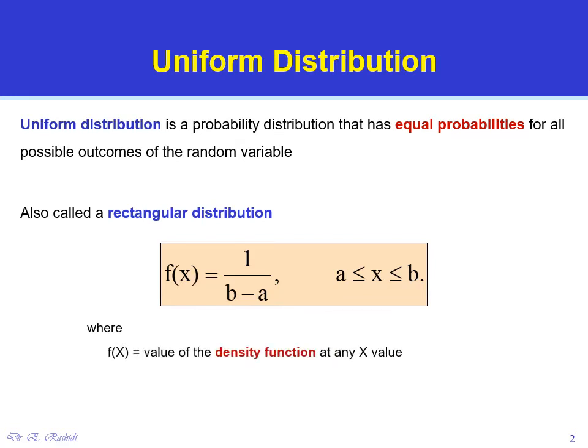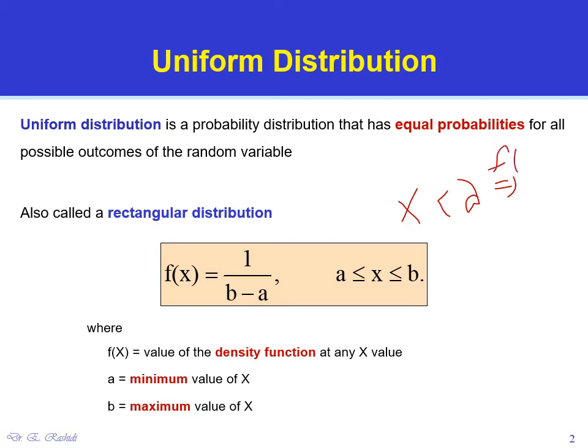F of x is the value of density function and x values. A is the minimum value that x can take. B is the maximum value that x can take. So this means that for values less than a, the probability density function of x is just 0. Also, this is true for the values greater than b.